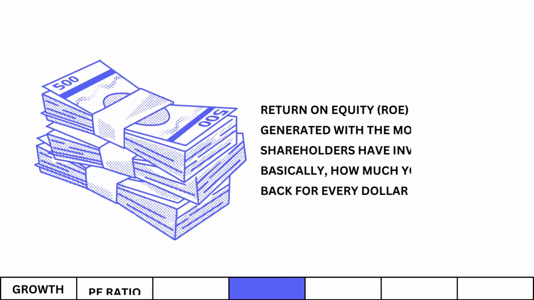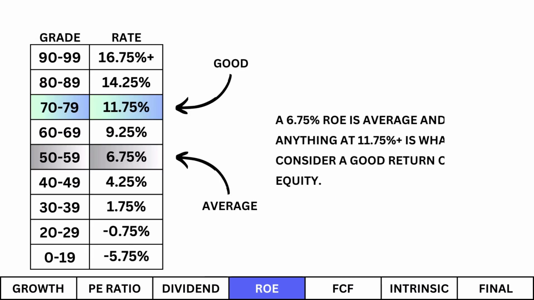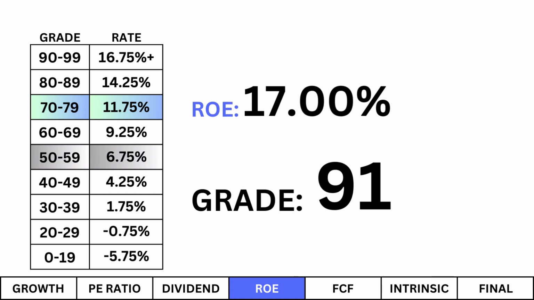Next, we look at return on equity. ROE is profit generated with the money shareholders have invested, basically how much you're getting back for every dollar put in. A 6.75% ROE is average, and anything at 11.75% or higher is what I consider a good return on equity. Here's our company's ROE and its corresponding grade. A company's return on equity measures its effectiveness in handling the money you invest when buying its stock. You want something good in return.